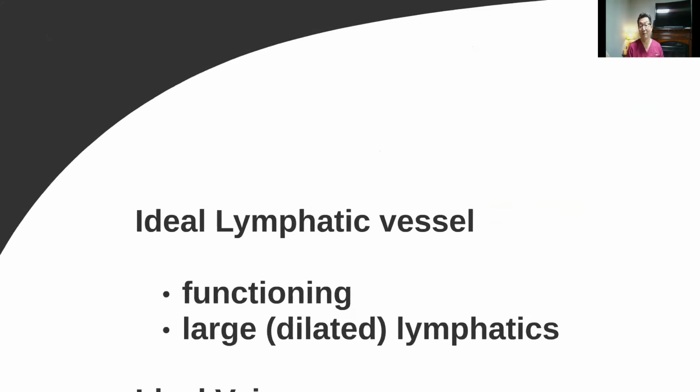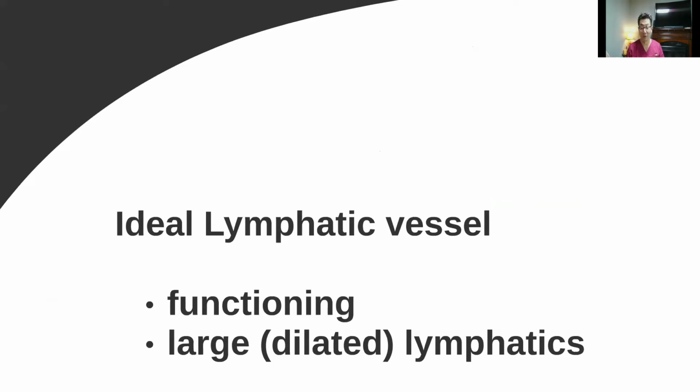Now, if you find the lymphatic vessel and don't find the vein, then we cannot hook it up. So the next question is, if it's the lymphatic vessel and the vein, what is an ideal lymphatic vessel? For us, the ideal lymphatic vessel is a functioning lymphatic vessel, as well as a large lymphatic vessel. With larger vessels, you just have an easier microanastomosis.